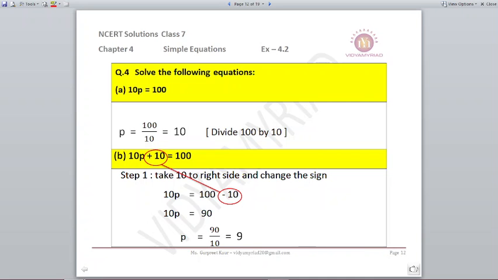Next part, 10p plus 10 is equal to 100. The first step is I have to remove 10. So what I will do is simply write 10p is equal to 100 plus 10. When it goes to the other hand side, it becomes minus 10. 100 minus 10 becomes 90. So 10p is equal to 90. I have to remove 10 now. So p is equal to 90 upon 10, which is equal to 9.